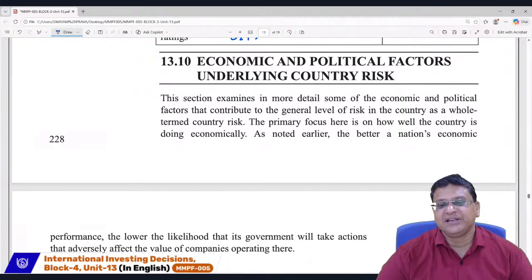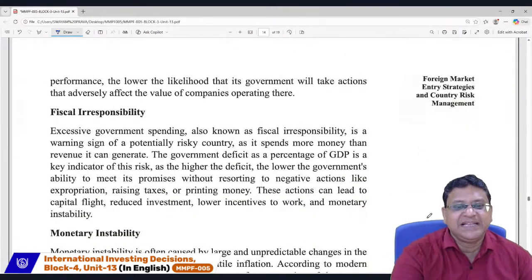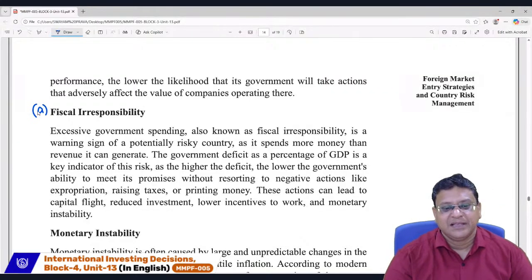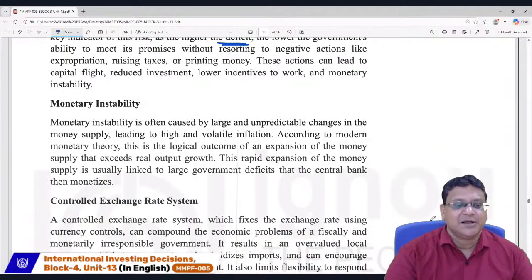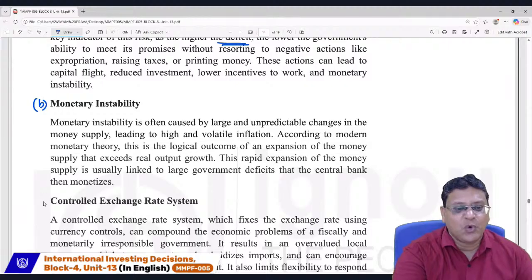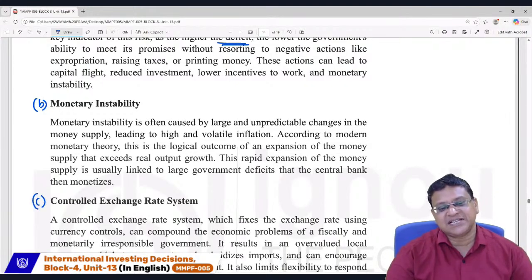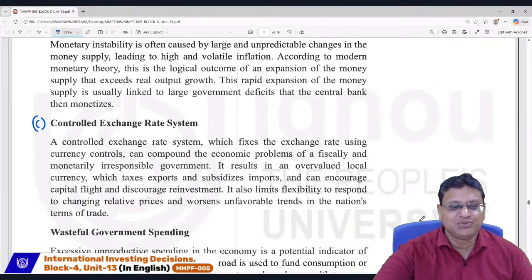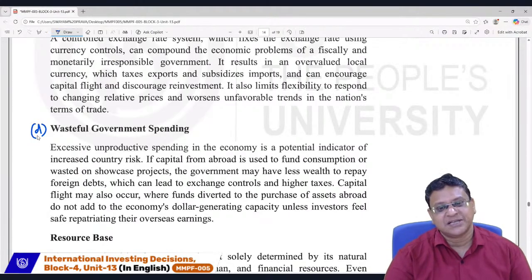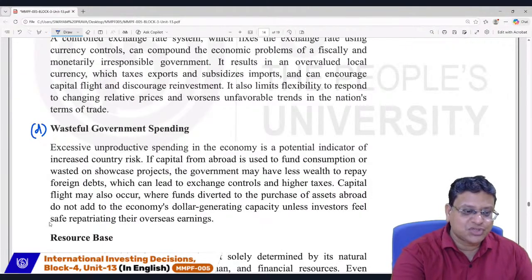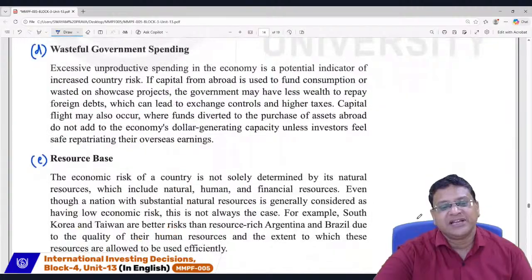Okay, what are the factors which influence a country risk? The following are important factors which influence a country's risk or political risk. First one is fiscal irresponsibility. If a country has a huge fiscal deficit, the level of fiscal deficit impacts its political risk or country risk. Monetary instability, controlled exchange rate system. If the exchange rate is controlled, the country is putting restrictions on the use of exchange rate. Wasteful government spending increases political risk. If you spend a lot on wasteful things like providing subsidies, grants, then a resource base, what are the natural resources available with a country, it affects the political risk.